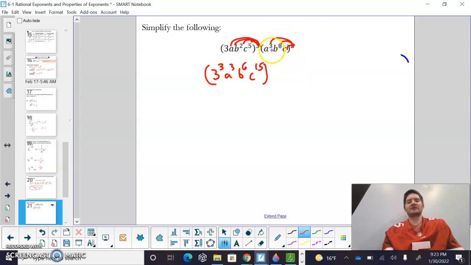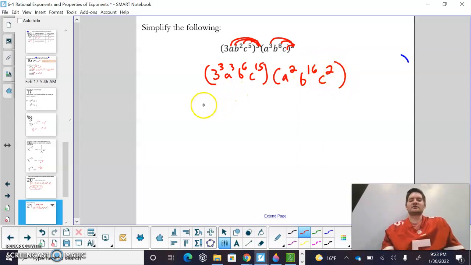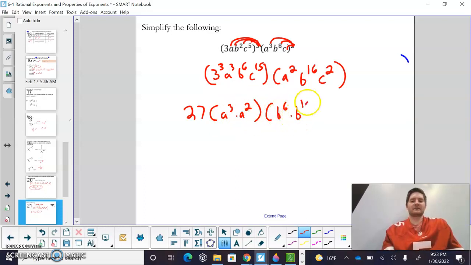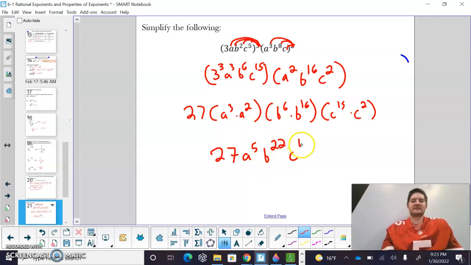For 2 to a cubed b to the 8th power c. So then all of a sudden, right now, we have a squared times b to the 16th power c squared. And then we just do the same thing like we did before. So 27 is 3 cubed, and then we're going to write down all the a's together, all the b's together, and all the c's together. So this one will be 27, a to the 5th, b to the 22nd, c to the 17th.